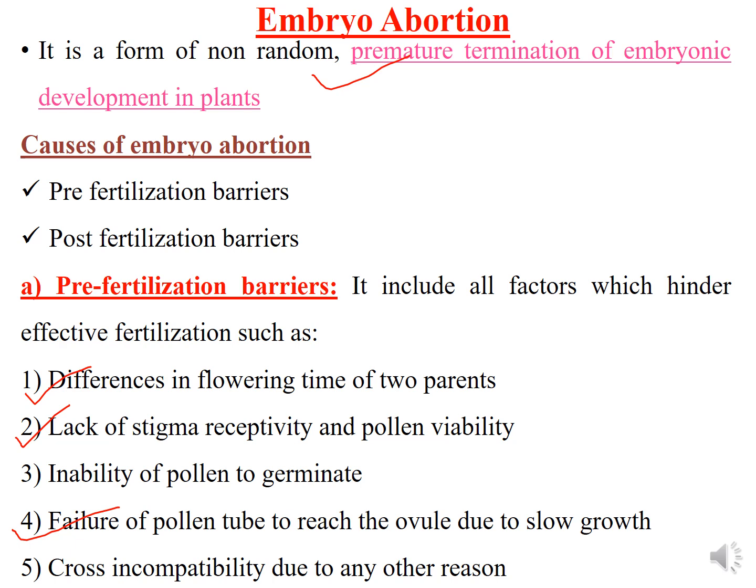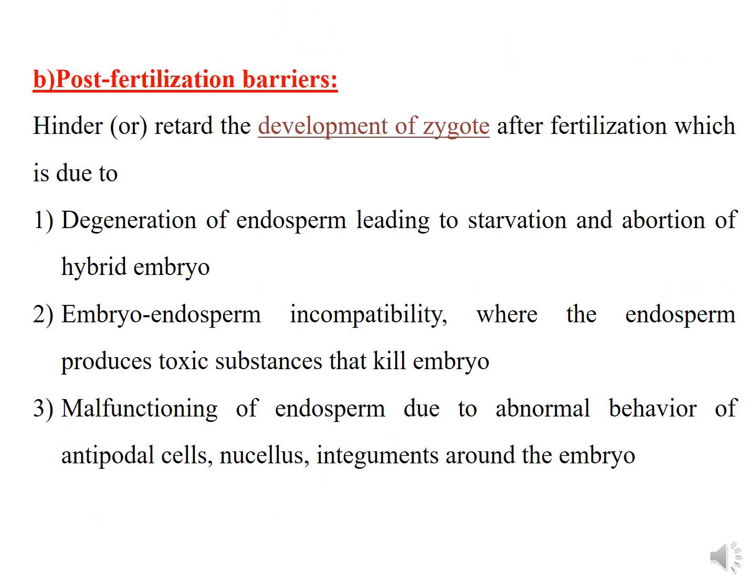Cross incompatibility: if we are doing crosses between two different genera or two different species which are not at all compatible with each other, that will also lead to embryo abortion. And coming to the post-fertilization barriers, the name itself indicates that these barriers happen after fertilization is finished, and they hinder or retard the development of the zygote after fertilization. This may be due to degeneration of the endosperm, leading to starvation and abortion of the hybrid embryo.